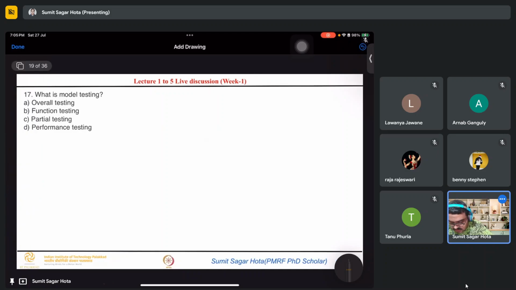The next question: what is model testing? Which model, which testing? That's the biggest question. So model testing, you obviously, it's not an overall model, any kind of model you can use to solve our problem through simulations. Okay, without doing the practical implementation. Before doing the practical implementation, obviously we do the model testing of any kind of phenomenon.